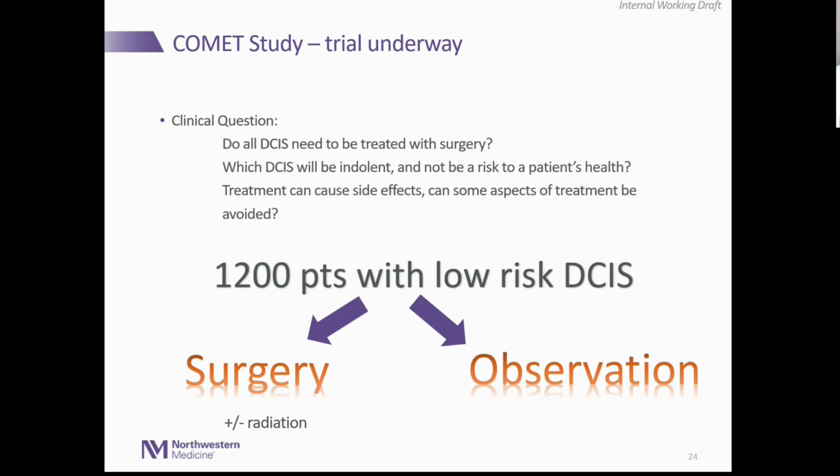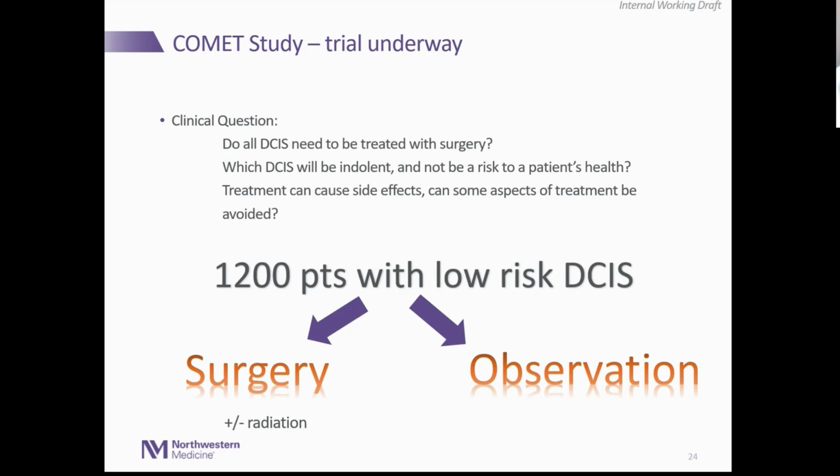In this study, the goal is to accrue 1,200 patients and randomize them to either undergo surgery or observation. Patients that have surgery may or may not get radiation. All patients are encouraged to undergo endocrine therapy, or the anti-estrogen medication. But the observation group will not go to surgery, and they will get mammograms every 6 months to see whether there's a change in the area that was initially biopsied. And if there is a change, then that patient would go to surgery.